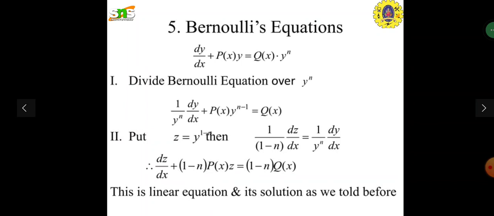So first we have to divide the Bernoulli's equation by y power n, so that we could get 1 by y power n dy by dx plus p of x into y power 1 minus n equal to q of x. Next we have to substitute z equal to y power 1 minus n. So on substitution we could get 1 by 1 minus n into dz by dx equal to 1 by y power n dy by dx. Next, on integrating we could get the solution.